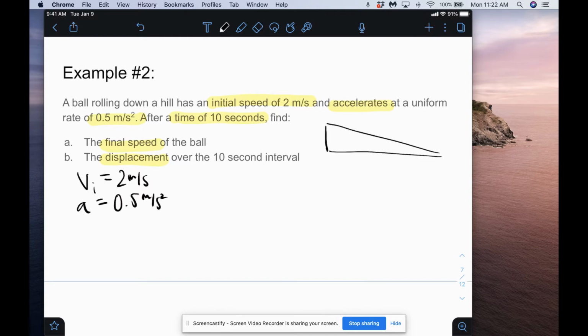Because if we draw what's happening here, it's going down a hill, right? The velocity is down the hill and it's speeding up down the hill, which means that the acceleration is also pointed down the hill. Remember, those things are both vectors, which means they have a direction. After a time of 10 seconds, so t is equal to 10 seconds. For A, we want to find the final speed of the ball. So V final is equal to question mark.